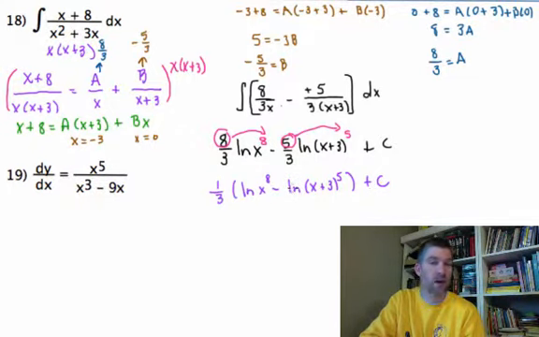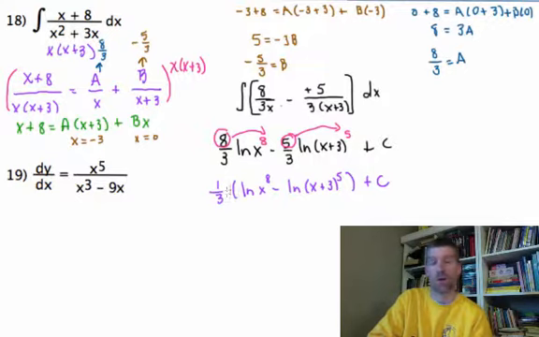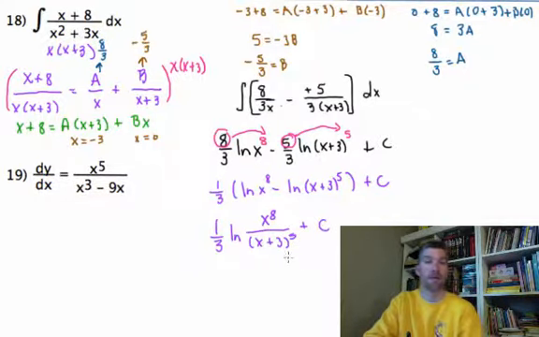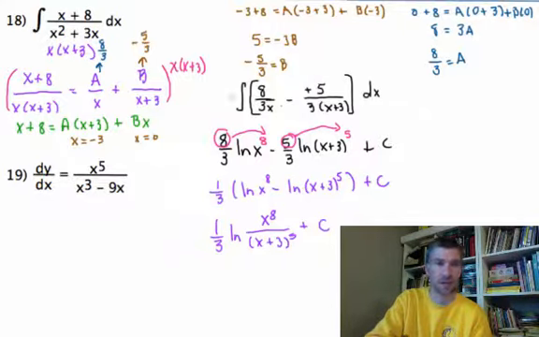Inside here, anytime you have subtraction, that's actually dividing the things inside the logarithms. So we left the 1/3 out front. We looked at it. We're like, oh no, what now? Well, it's actually going to end up being 1/3 times the natural log of x to the 8th divided by x plus 3 to the 5th, plus c. And that's it. That's what that integral equals. So a few steps there. And 19 is going to be really similar, and we'll look at that one next.